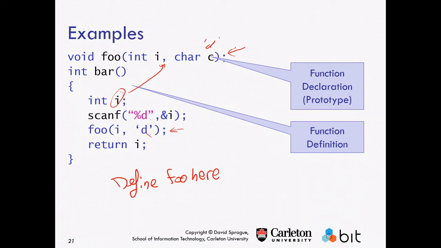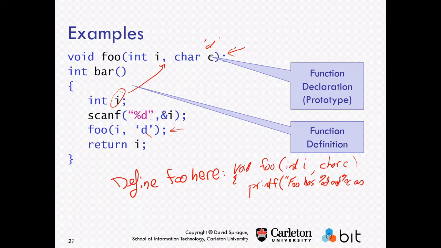But foo could be anything. So let's do something with foo. Notice foo doesn't return anything, just because it's a void function. And I, c, slash n, i, c, and my function, right? It could be something like that.